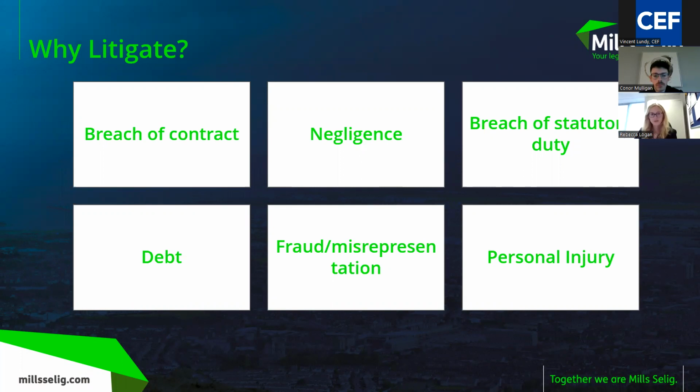There's a whole host of reasons, but the main ones on the screen that might be relevant to you today: breach of contract, tort, a claim in negligence, breach of statutory duty. That could be breach of the Defective Premises Act, for instance. A simple debt claim, you may be owed money from a supplier that isn't paying up, and the only option is to issue proceedings. Fraud, misrepresentation, that can happen. It's very rare, but it can happen. And personal injury, for example, an employee at work is injured.